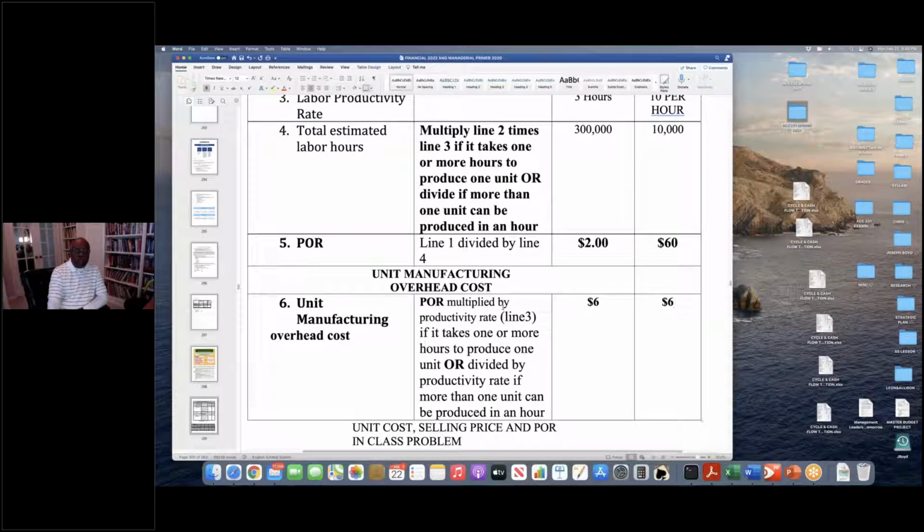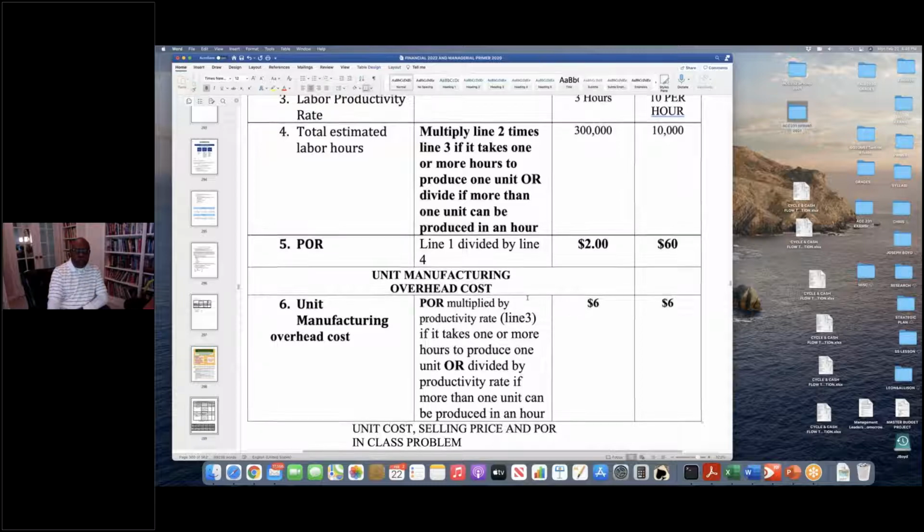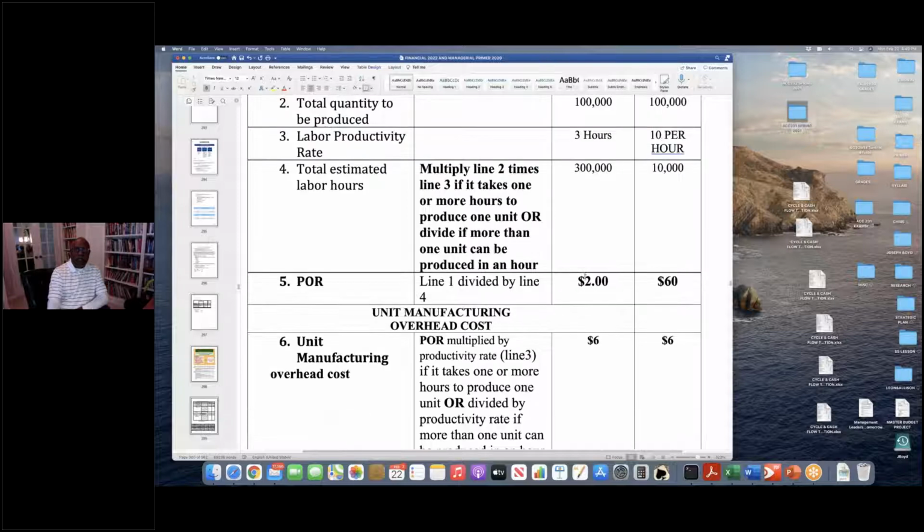So the unit overhead cost is the POR multiplied by the productivity rate. If it takes more than 1 hour to make it, you're going to multiply. 2 times 3 gives you 6. But if you can make more than one in an hour, then you're going to divide. So here we divide 10 into 60 and we get 6. Here we can make 10 per hour, so we have to divide. Here we make 3 times 2, we get 6. Here is 10 divided into 60 to get 6.